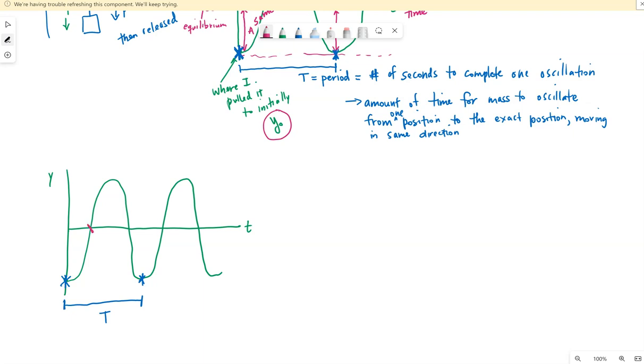I could, if I wanted to talk about this point right here, this position represents when the mass is moving upwards through the equilibrium point, where it would have been at rest if it wasn't moving at all. If I want to talk about period, technically the point right here, the mass is moving through equilibrium.